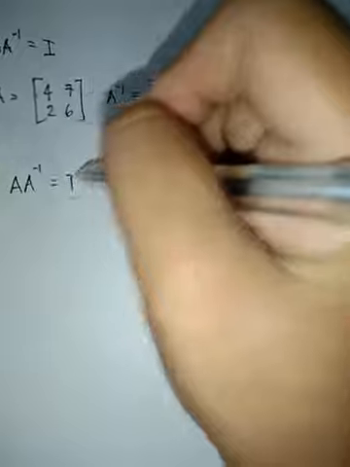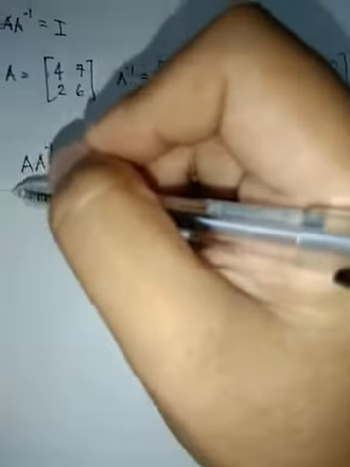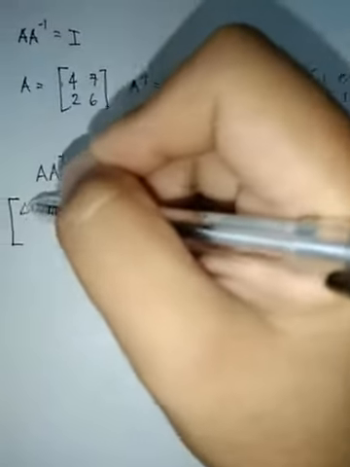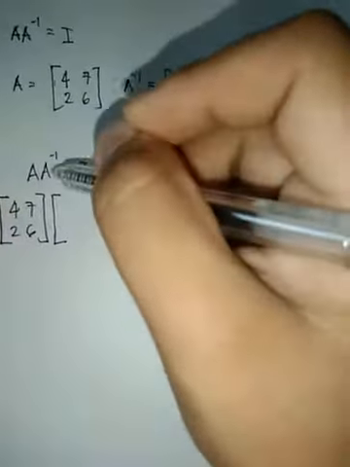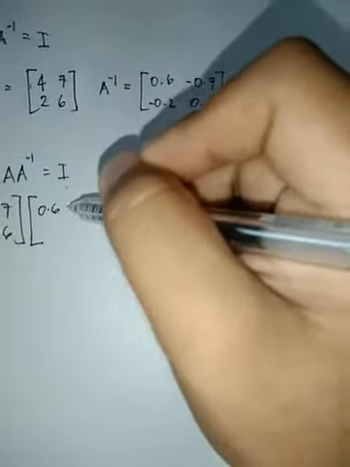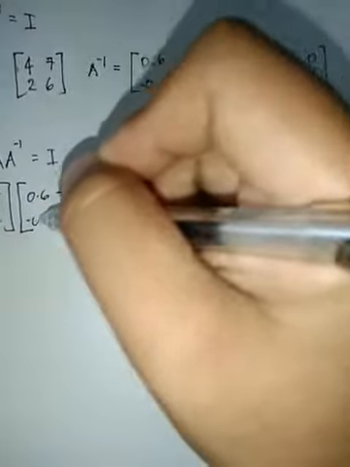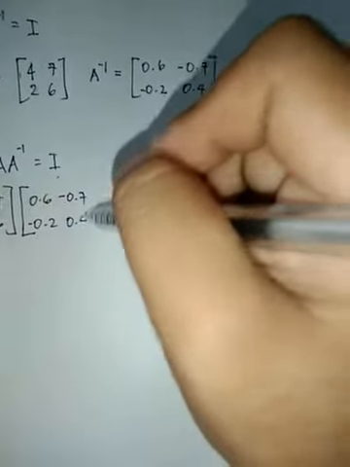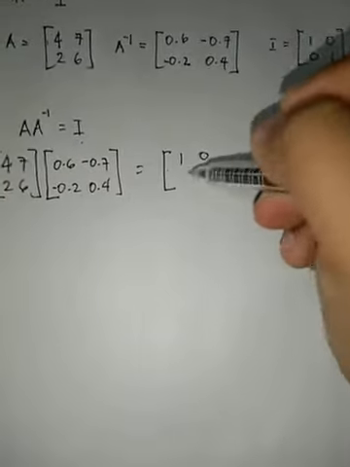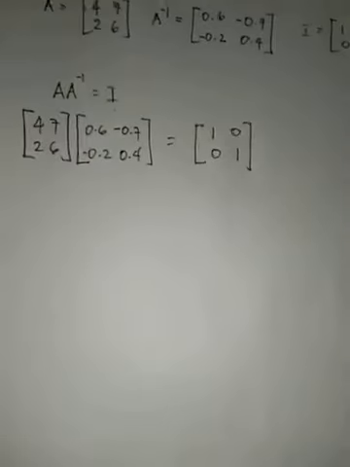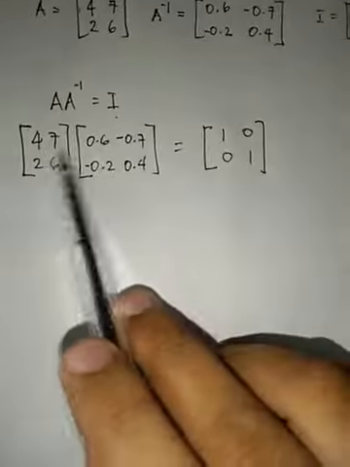So, A times A raised to negative 1 is equal. So, A. Ano yung A? Ang A natin is 4, 7, 2, 6. Multiplied by inverse of A. 0.6, negative 0.7, negative 0.2, 0.4. Okay. So, dapat, ang result is 1, 0, 0, 1. Okay. So, alam na ninyo kung paano siya multiply, no?